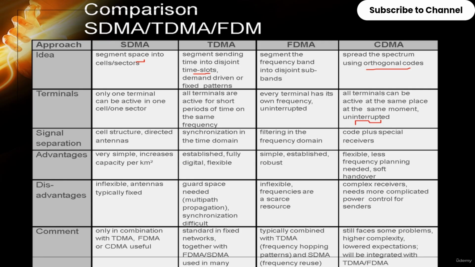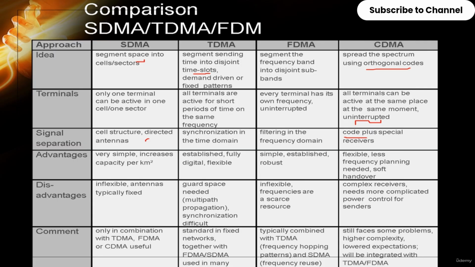In signal separation, in space division multiple access, a particular cell structure is used and directed antennas are used to send and receive data. In time division multiple access, synchronization is needed for a particular time domain. If you are using synchronized TDMA, then the synchronization is needed. In FDMA, particular filtering techniques are needed to send and receive data between sender and receiver. In code division multiple access, we are using codes, for example XOR codes, between both sender and receiver.